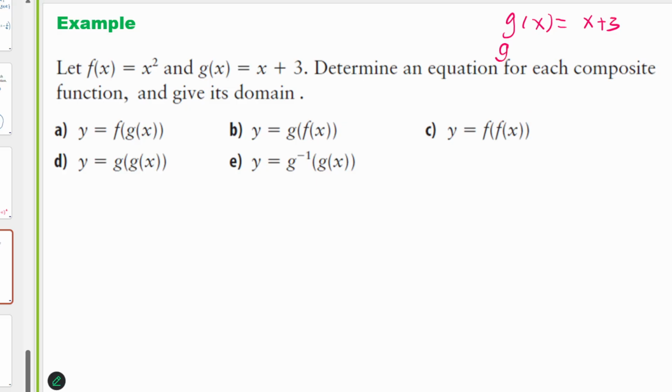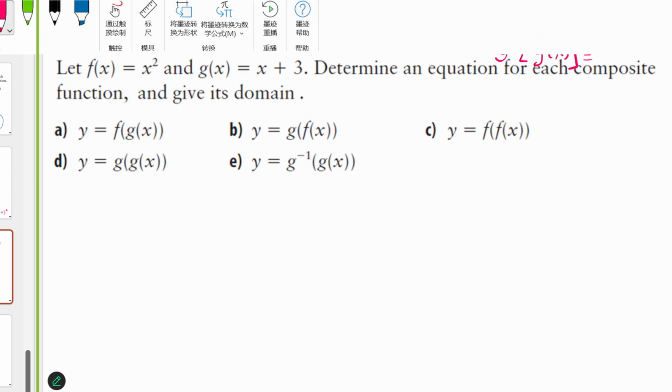So what is g of g(x)? The input is g(x) now, right? x plus 3 squared. Well, x plus 3 times x plus 3. No, you should write it one more step.